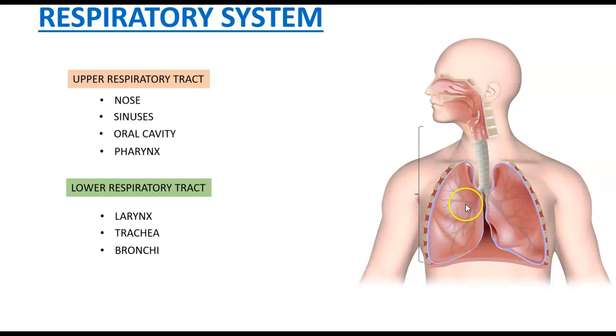As you move past the bronchi, you divide into bronchioles, which divide even further into a primary, secondary, tertiary bronchiole, and into eventually the alveoli, which are the tiny air sacs at the ends of these bronchioles, which now we're in the lungs. So the lungs make up the last part of the lower respiratory tract.